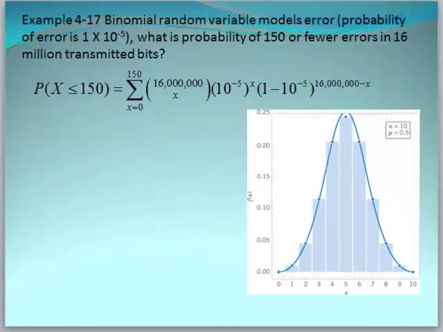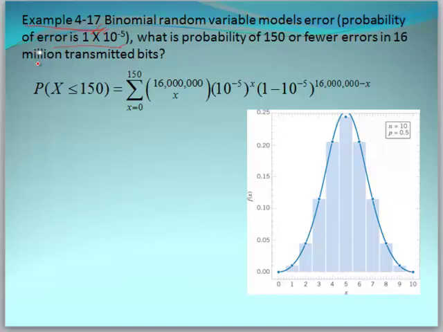Now if you look at this example, and notice this is an example, so it's within the textbook itself, not within the problem sections. It says a binomial random variable models the error where the probability of error is really, really small. What is the probability of 150 or fewer errors in 16 million transmitted bits?